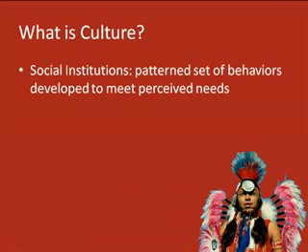Now, all of these norms and laws can be organized into a set of social institutions. And a social institution is a pattern set of behaviors developed to meet perceived needs. Now, this way people aren't doing whatever they want whenever they want to meet their needs. So, for instance, in U.S. culture, we treasure independence, but that independence has to be exercised within the constraints of the social institutions.